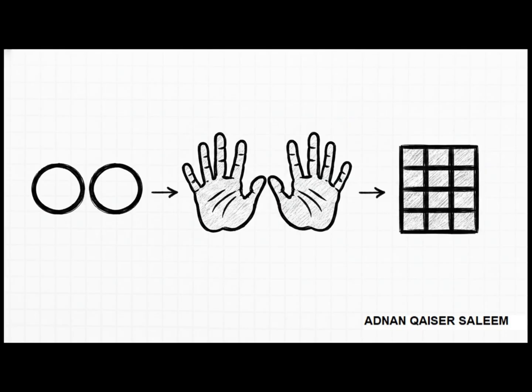Binary is a base 2 system, meaning it only uses 2 digits, 0 and 1. Denary, our everyday system, is base 10, using 10 digits. And hexadecimal is our base 16 system, using 16 characters total, 0 through 9 and A through F. Perfect. Let's keep that momentum going.